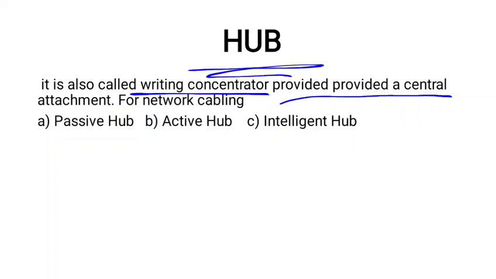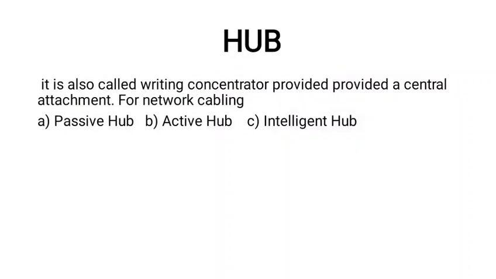Okay, now we can give a simple definition. It is a central unit which provides multiple connecting sources and a direct central attachment. With the help of this hub we are creating multiple points of connectivity, and with the help of multiple points of connectivity, we are directly connecting multiple devices with a single hub.